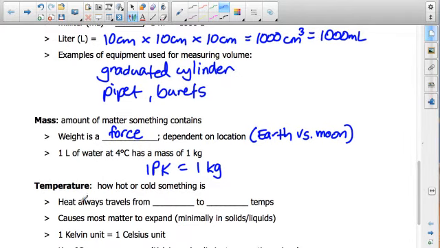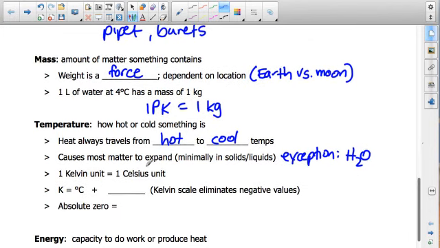Temperature is how hot or cold something is. Heat always travels from hot temperatures to cool temperatures. And heat causes most matter to expand. The exception would be water. We will use both Kelvin and Celsius. Kelvin relates to Celsius. All you have to do is add 273. One thing I want you to note is Kelvin does not have a degree symbol.